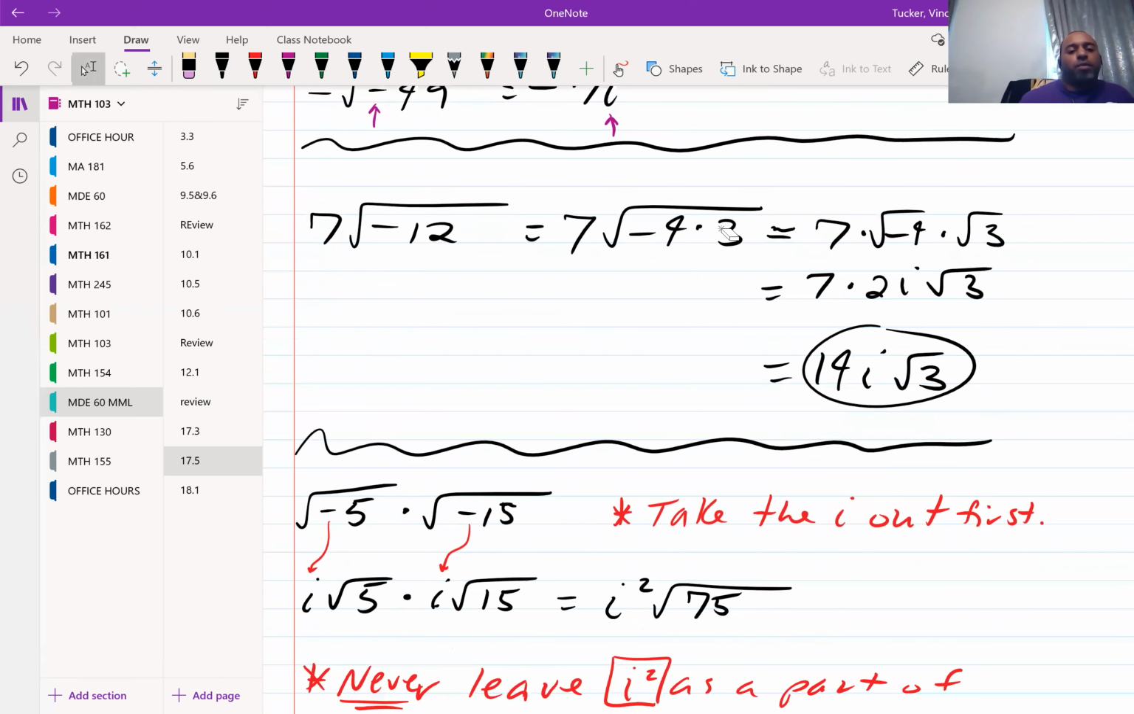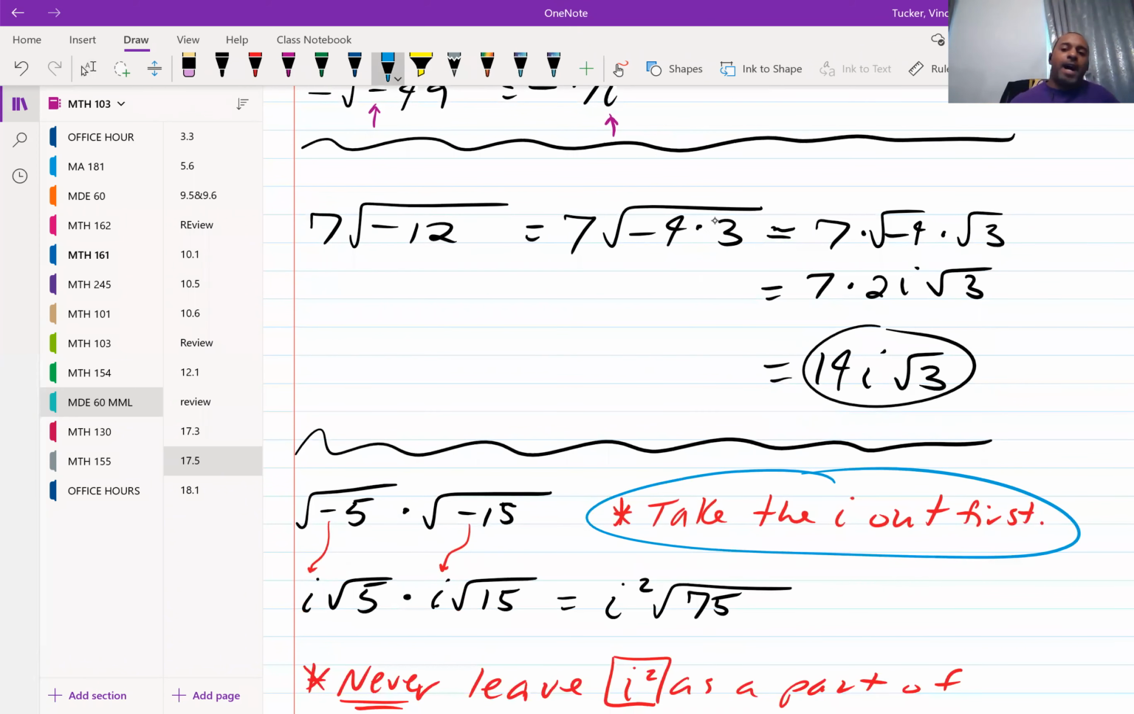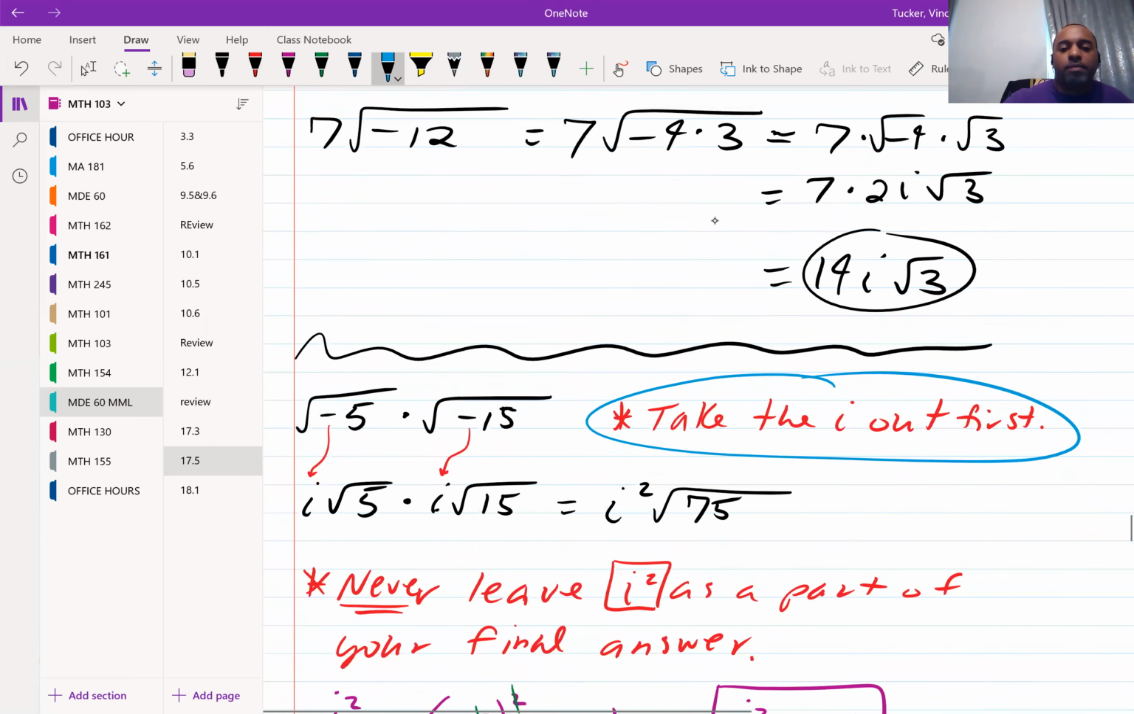All right, next one we have square root of negative 5 times square root of negative 15. Notice this statement right here, take the i out first. Even though we couldn't take the square root of 5 or 15, I can take the square root of that negative. So I bring the i out. That's i square root of 5, i square root of 15. Multiply what we have together now. i times i is i squared, and 5 times 15 is 75.